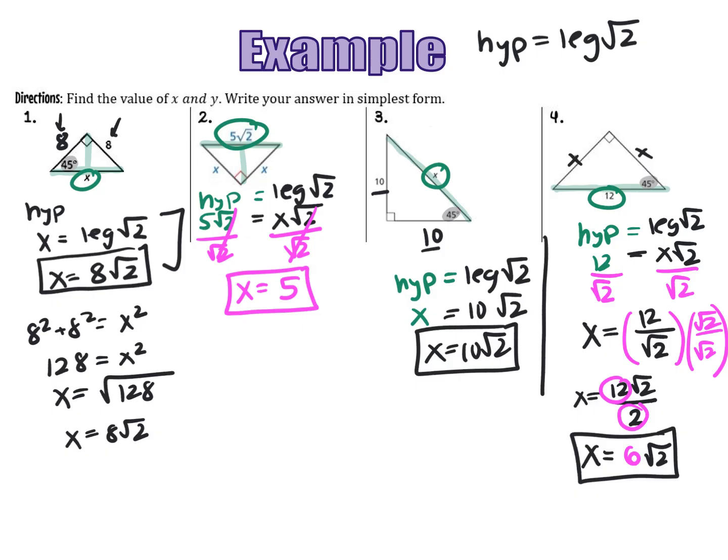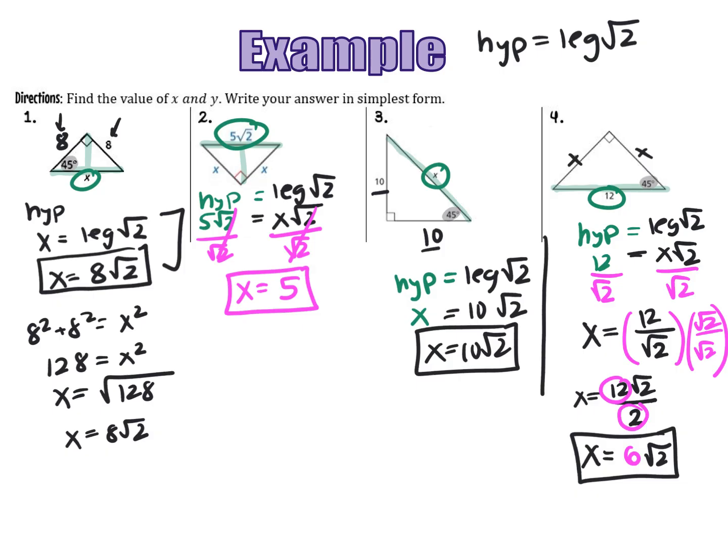So 45, 45, 90 triangles, the key thing to remember is that the hypotenuse is equal to the leg times the square root of 2. If you start with that statement, and if you keep writing it over and over again, it's going to ingrain in your mind, then you can find the piece that you're missing and solve for that piece.